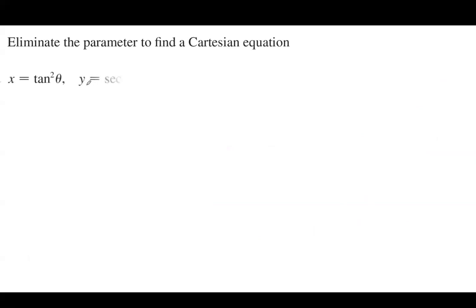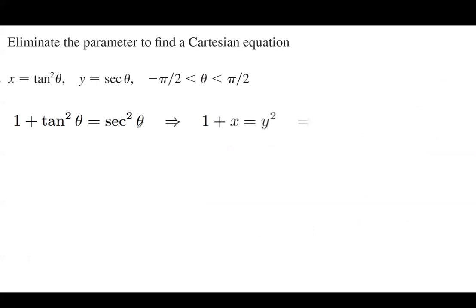And one last example for you. Eliminate the parameter to find a Cartesian equation as follows. X is tangent squared of theta and y is secant of theta. Your theta is bounded between negative pi over 2 and pi over 2. Remember that 1 plus tangent squared is equal to secant squared. So 1 plus x is equal to y squared, or x is equal to y squared minus 1. This formula is coming from your pre-calculus, everybody, so you need to review pre-calculus.